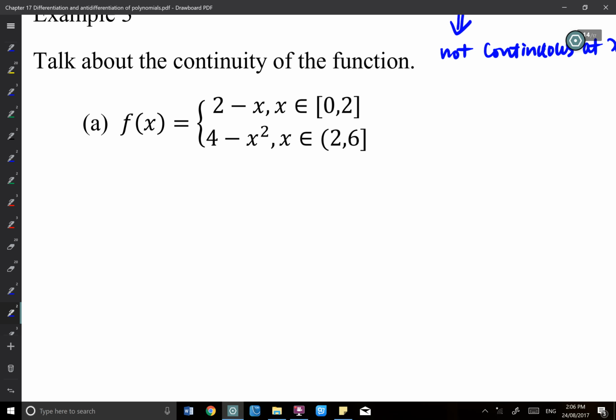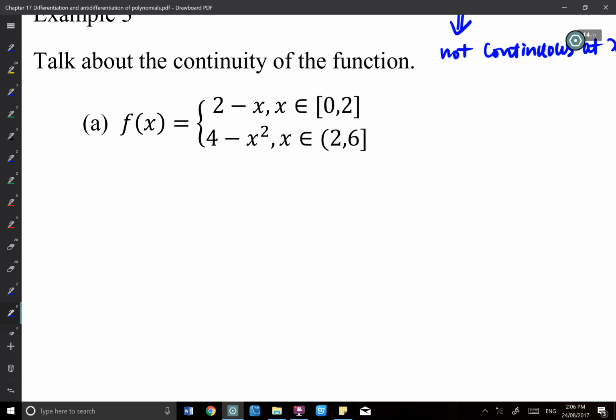Okay? If, let's say, one closed circle is here, one open circle is here, they are not connected. But if the closed circle is here, and the open circle is at the same point, they are connected together. Okay? So what you need to decide is actually the connection point, not any other points.